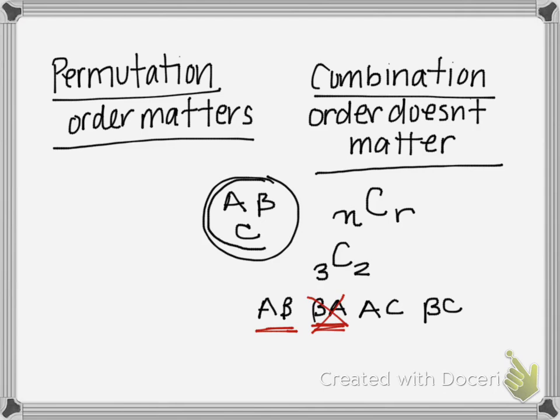Now let's go on to permutation. The notation for permutation is here, and it's the permutation of n things taken r at a time.